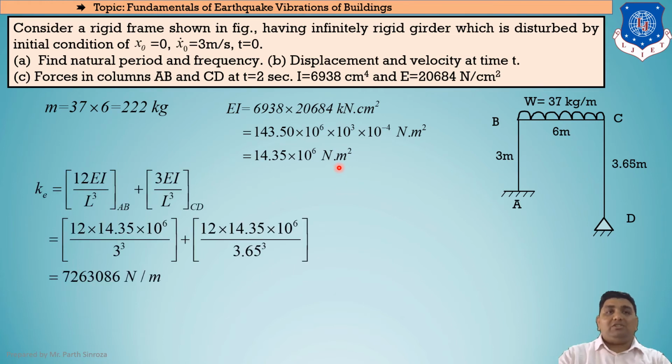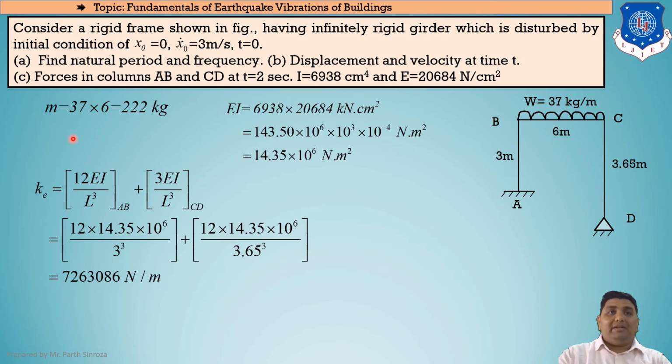Now we'll be focusing on our stiffness value. For column AB, support A is fixed, so the stiffness of AB will be 12 EI by L cube. Again, column AB and CD are parallel, so the effective stiffness, that is KE, or equivalent stiffness, will be summation of both columns. And as we can see, the support D here is hinge, so the equation for stiffness here will be 3 EI by L cube. So substituting everything, we are getting an answer 7263086 Newton per meter. That is our equivalent stiffness.